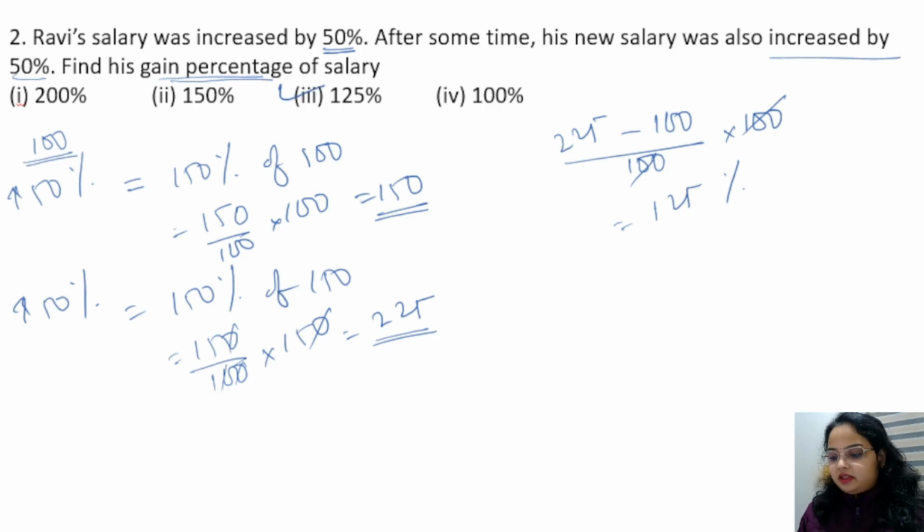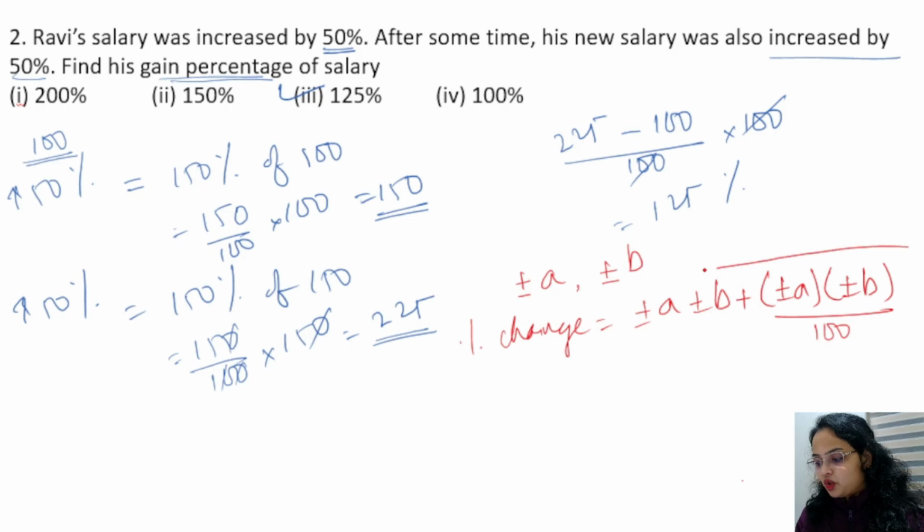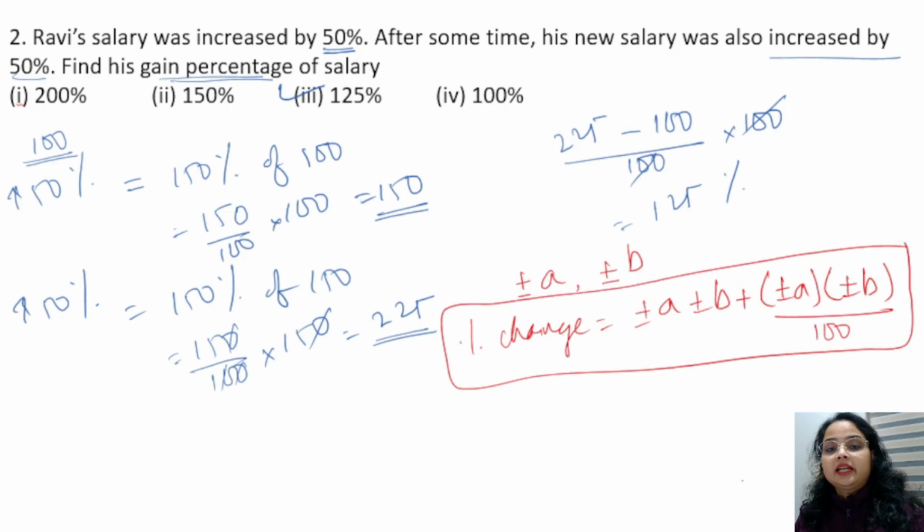Okay, we have another method. This is the shortcut. If the salary is increased by a percentage, we will write a. If it is decreased, we will write minus a. So here we will write plus or minus a. And again, if it is increased by b, we will write plus b. If it is decreased by b, we will write minus b. So what is the percentage change? Net percentage change is equal to plus or minus a plus or minus b plus of plus or minus a into plus or minus b divided by 100. Okay, this is the formula to calculate the net percentage change.